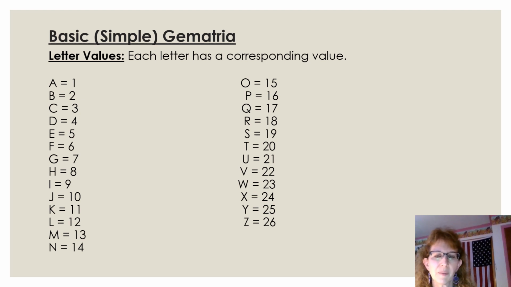So anyway, our basic simple Gematria, this is what we would use, the letter value. Each letter has a corresponding value or number. So we have our English alphabet, which is A to Z. A is equal to 1, B is equal to 2, C is equal to 3, and so on. It goes on down the column there to N. Then it starts back up on the other column. We have O equal 15, and that goes all the way down to Z, which is 26. So this is the chart that you would use for figuring out Gematria values of words, phrases, sentences, and so on.